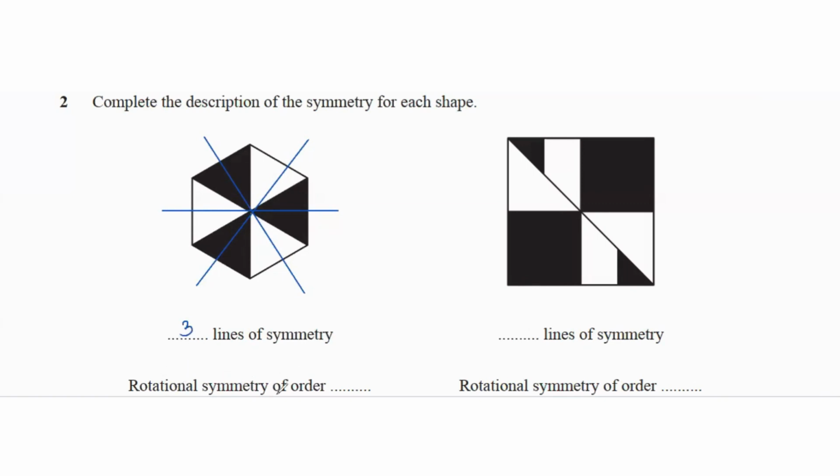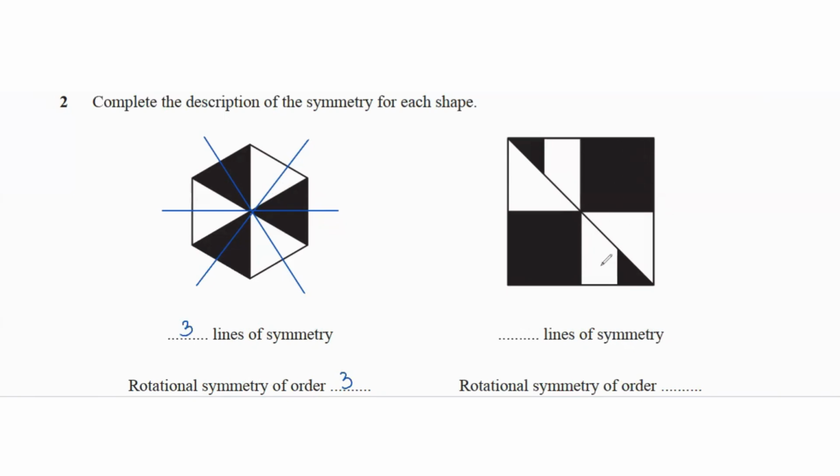And for the rotational symmetry of order, if we rotate this object, what we can see is each time we rotate this, we will get the same triangle above. So that means it's going to have a rotational order of symmetry of 3, especially since there are 3 black and 3 white. When we rotate it, every single time the black triangle comes, the shape is going to be the same.